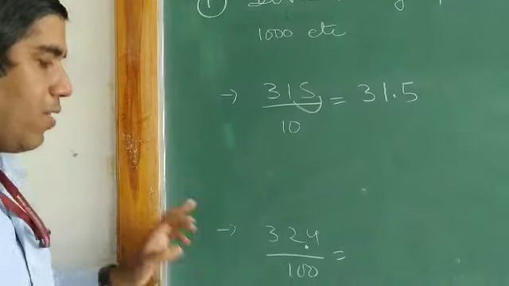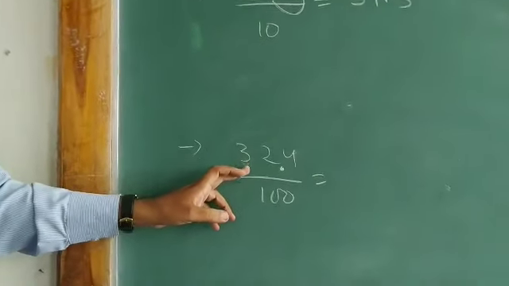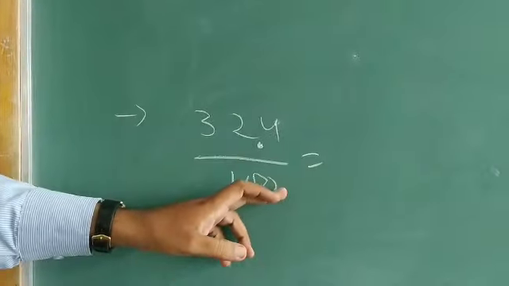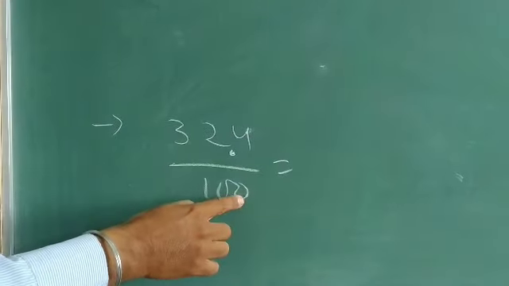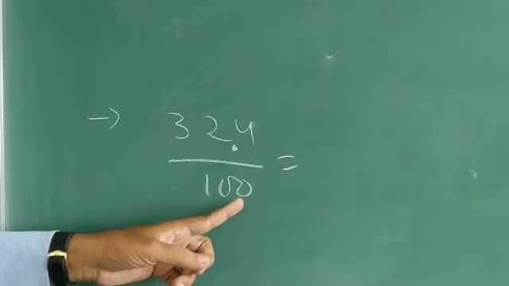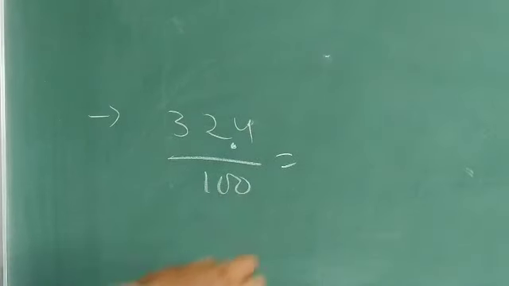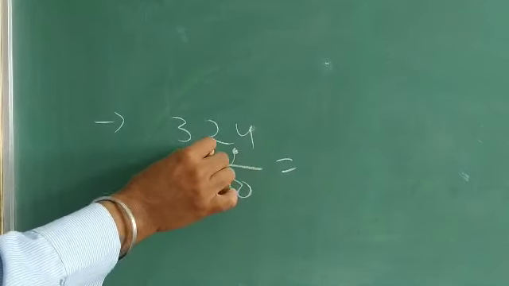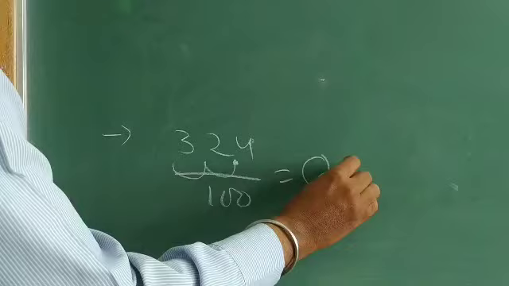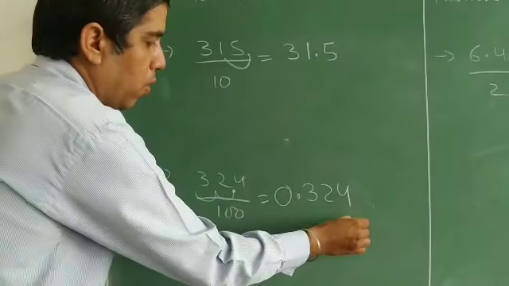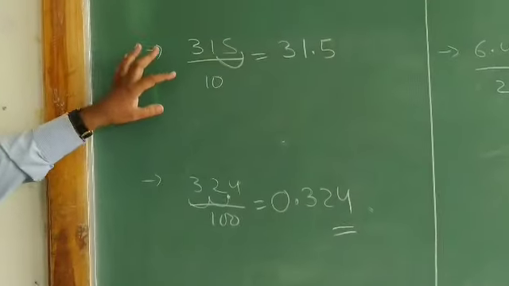Now you can see one more example. It is 32.4 divided by 100. What is the number? 32.4 divided by 100. Now you can see it has two zeros, meaning 100, so it will shift two places. So 1, 2. The answer will come 0.324. You can see it is easily understood now.